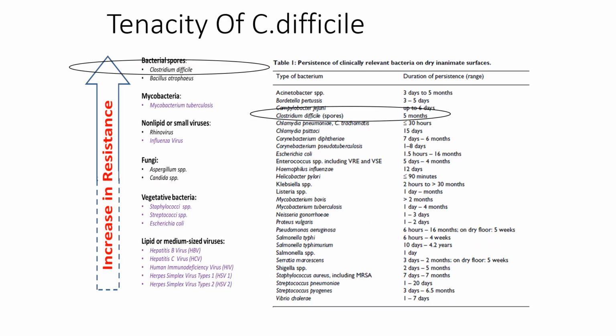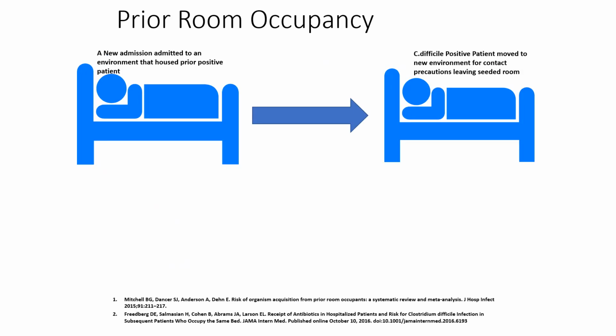There is an increase in the resistance also among the Clostridium difficile. High room occupancy, a new admit to an environment that housed prior positive patients, and a Clostridium difficile positive patient who was moved to a new environment are leading causes, and there is up to a 50% chance of the other patient developing Clostridium difficile infections.